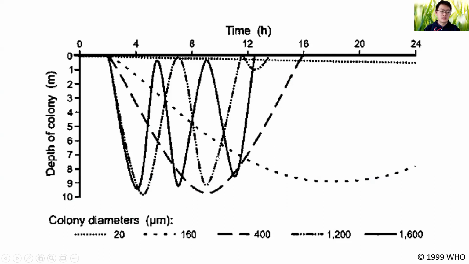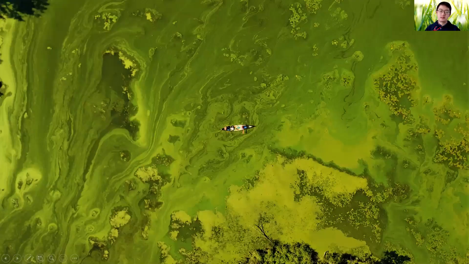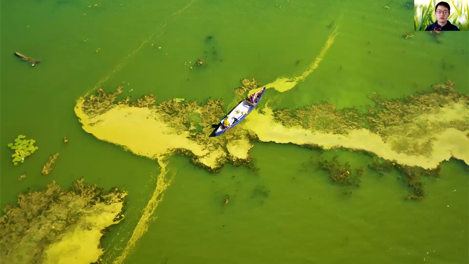So colony structures enhance buoyancy control with an optimal size between 160 to 400 microns, and buoyancy and position is further mediated by abiotic processes such as precipitation and wind. So strong wind or rain can mix the water column and sink the cyanobacteria. And because of this, blooms can disappear and appear in a matter of hours, and tracking small blooms that are affected by weather is very difficult with current methods. So here's some more drone photos of blooms.